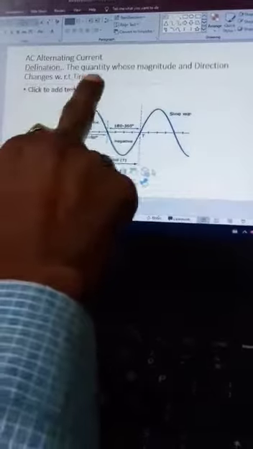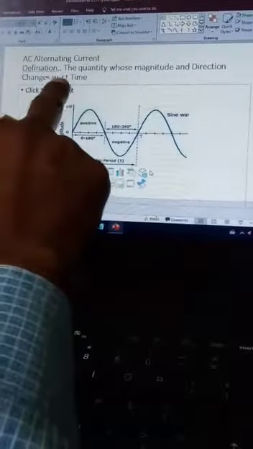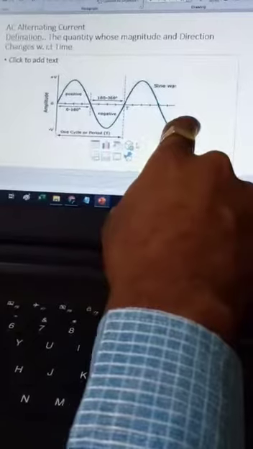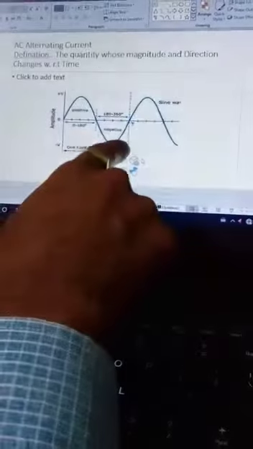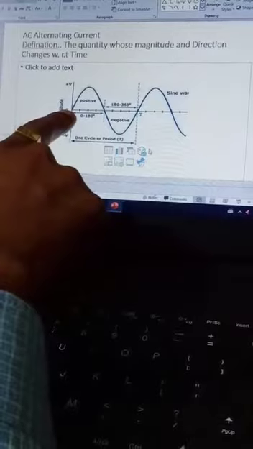As per the definition, the quantity whose magnitude and direction change with respect to time. Here we can observe that this is the positive direction, whereas this is the negative direction. Again this is the positive direction and this is the negative direction. So the direction changes with respect to time. As the time increases, the direction also changes. Then what about the magnitude? Here we can observe that this quantity starts from 0, but has a different value at this position, and a different value at this position.